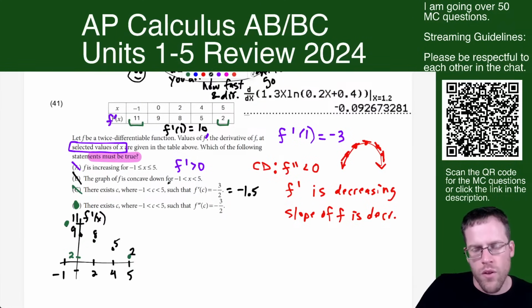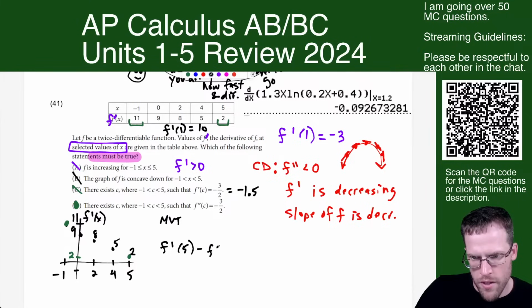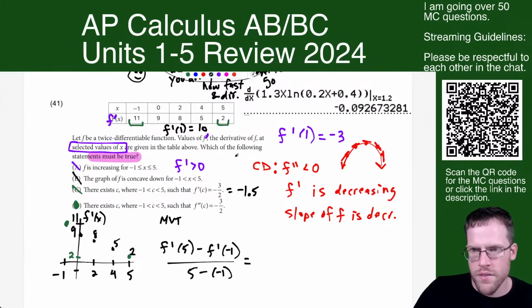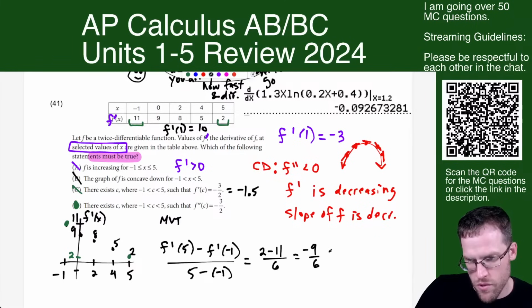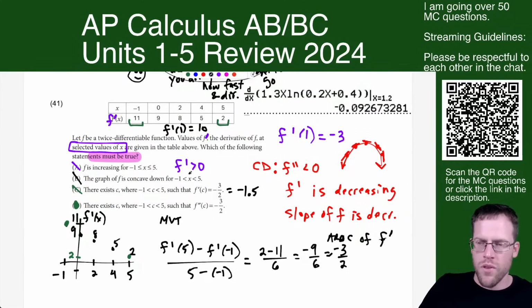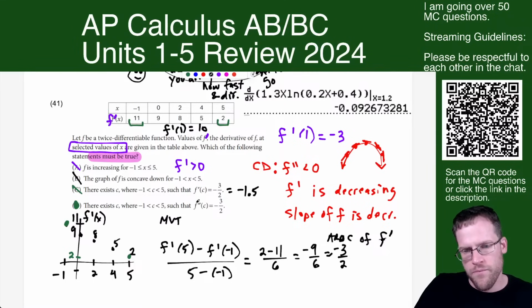But why? From -1 to 5, this one here is more MVT territory. We take the average rate of change. So I'm doing f prime of 5 minus f prime of -1 over 5 minus -1, which is equal to 2 minus 11 over 6. And then -9 over 6 reduces to -3/2. So this is the average rate of change. The average rate of change of f prime at some point will be equal to the instantaneous rate of change of f prime, which is f double prime. So that's why this is good.